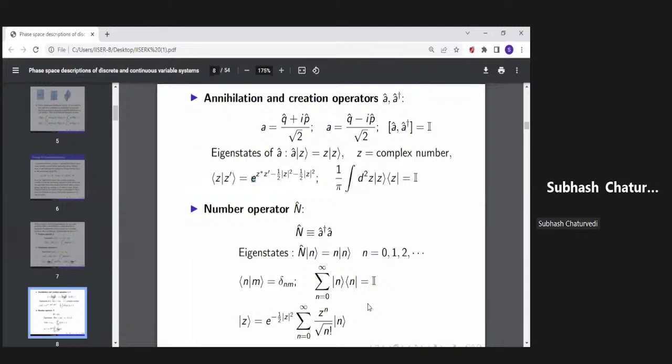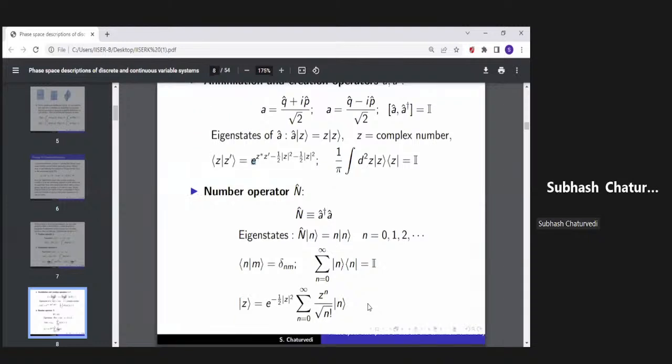And as you all know, the eigenstates are labeled by a discrete index n, taking values 0, 1, 2. They form an orthonormal set and give you a resolution of the identity in this way. The coherent states that we introduced earlier can be expressed in terms of these number states in this manner.